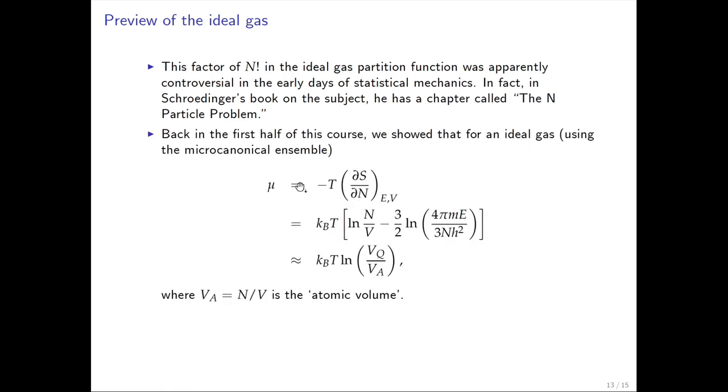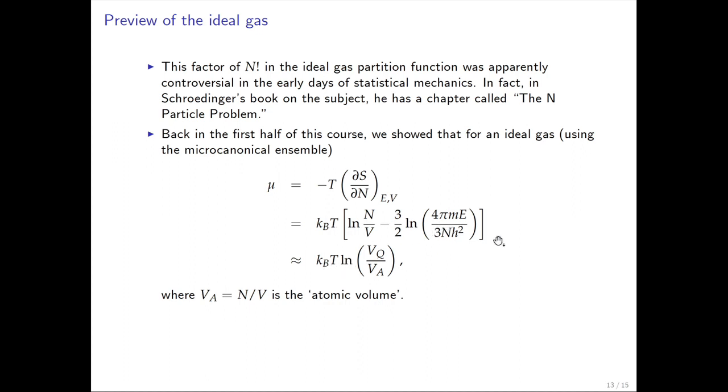Now, back in the first half of this course, I think you showed that for an ideal gas, essentially using the microcanonical ensemble, you found the chemical potential. That is, you counted the number of states and found the entropy, and you used this relation for the chemical potential, and you got this result, basically.